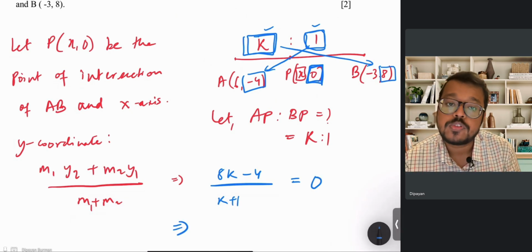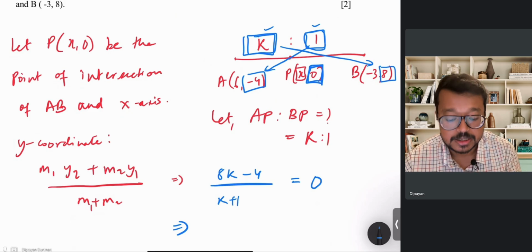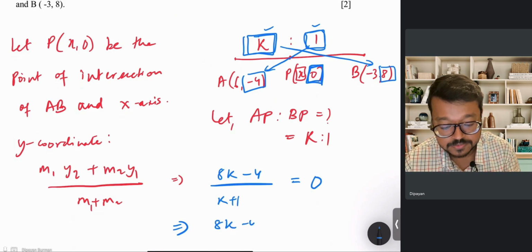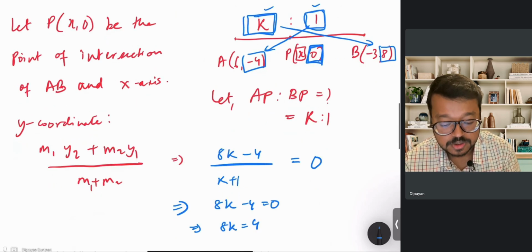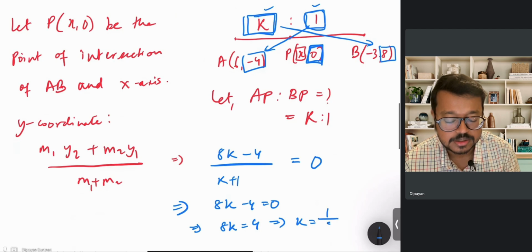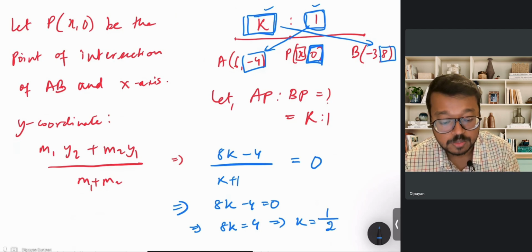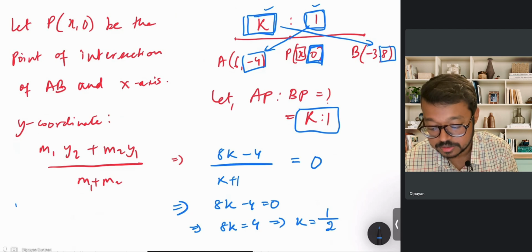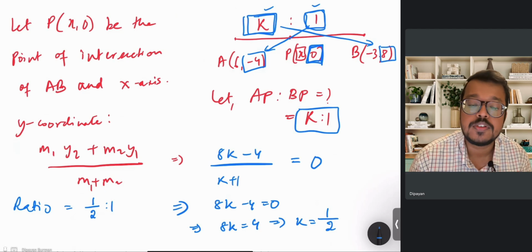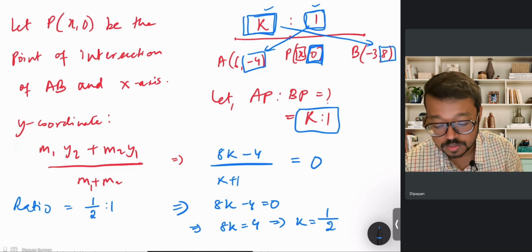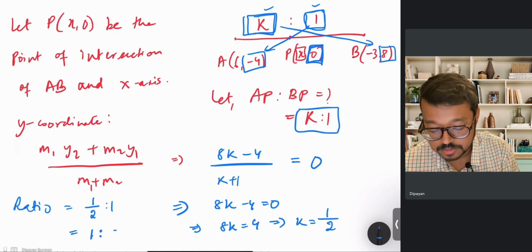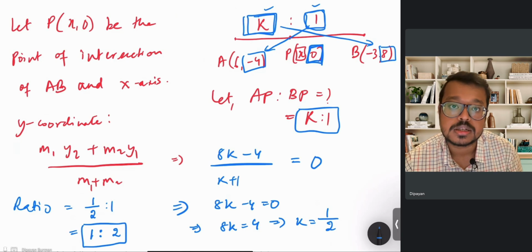Alright, then if I move k + 1 to the other side, it's 0 multiplied by (k + 1), that will be 0. That means 8k - 4 is 0, and that means 8k equals 4, and that gives me k equal to 4 by 8, that is 1/2. So the ratio that I assumed was k is to 1, so the required ratio is 1/2 is to 1, but I don't want any fraction in any part of my ratio. So if I multiply both parts by 2, I will get the ratio as 1 is to 2. So the x-axis divides the line segment AB in the ratio 1 is to 2.